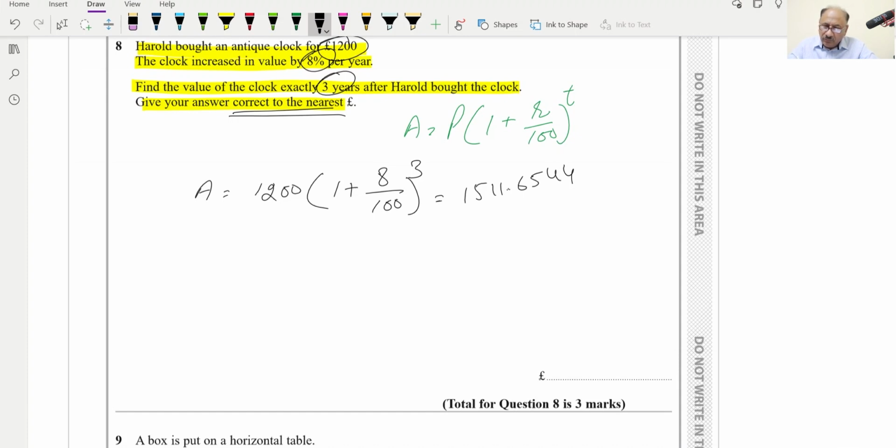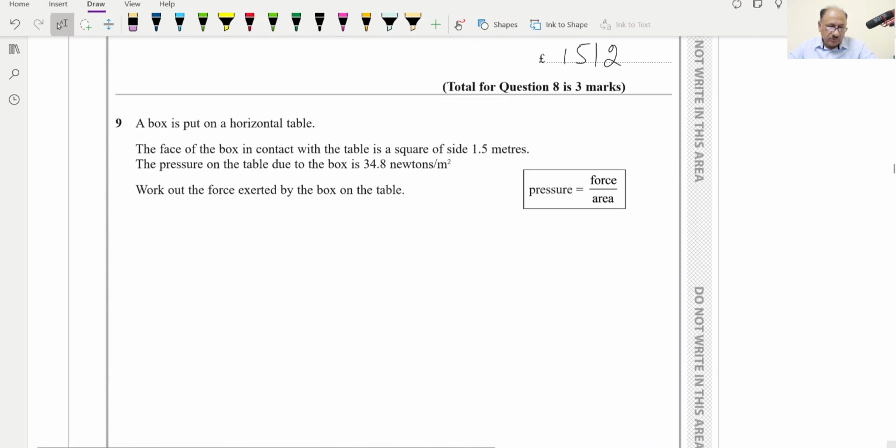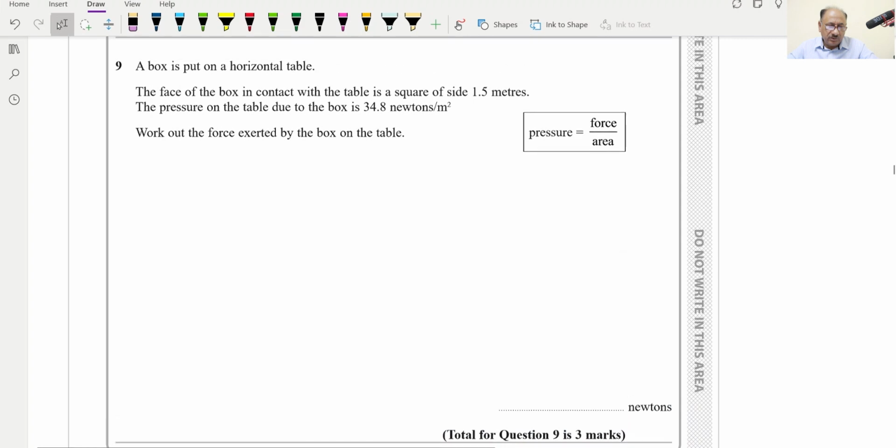So we have to remove the decimal, so it will be 1512. This will be the answer which we provide. This will be in pounds. We are done with this question. Now we can move to question number 9.